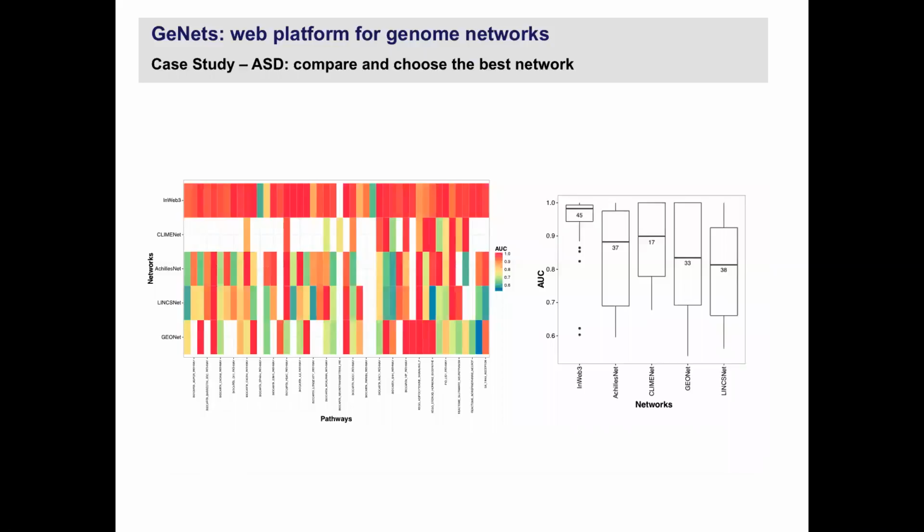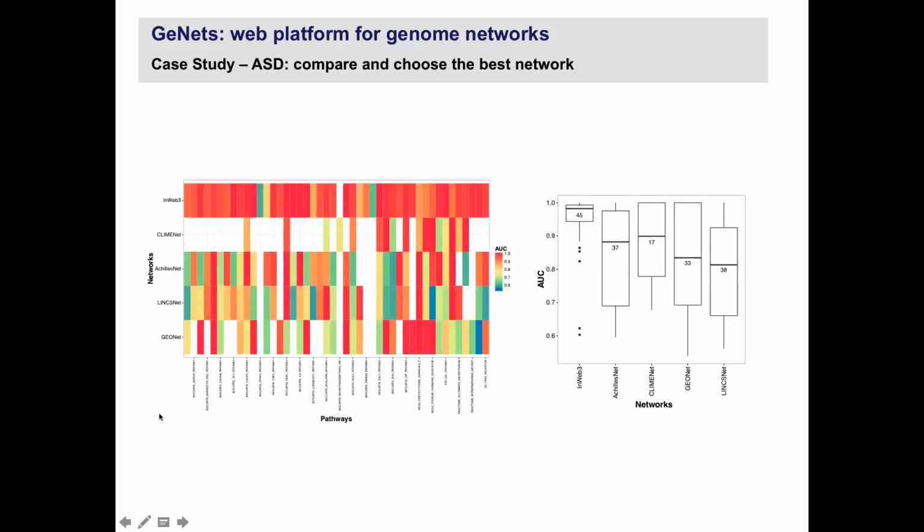So now I will demonstrate a typical workflow that exploits some of the unique GeNets features. We use this platform to study the 65 genes implicated in autism spectrum disorders, which we talked about earlier. First, to choose the best network to study the 65 autism genes, we tested which network has the best signal across the pathways that are involved in neurodevelopmental processes from MSigDB.